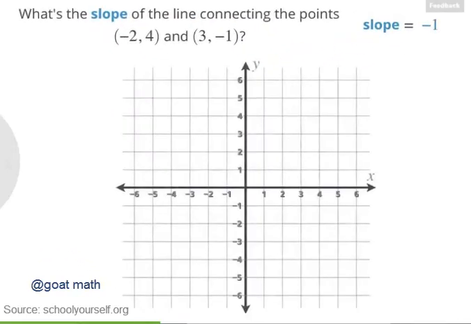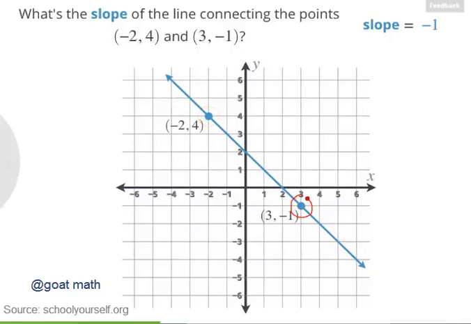Let's plot this line to see what it means to have a negative slope. Here's the point -2, 4, and 3, -1 is over here. So this is our line. If we go from -2, 4 to 3, -1, we move +5 in the horizontal direction and then -5 in the vertical direction. So it makes sense that this slope is negative. Dividing the negative vertical distance by the positive horizontal distance will definitely give a negative number.